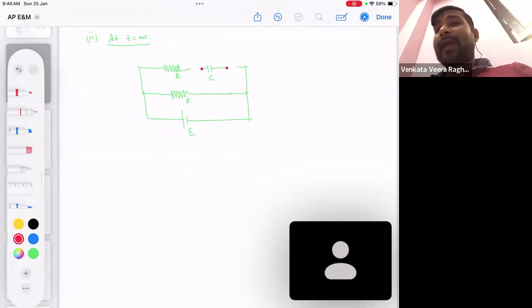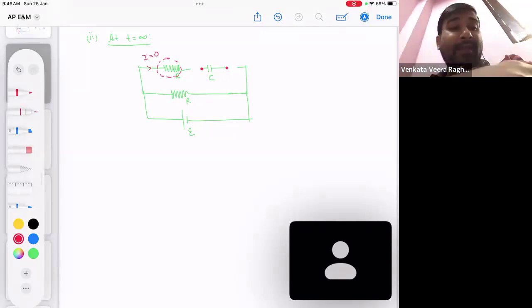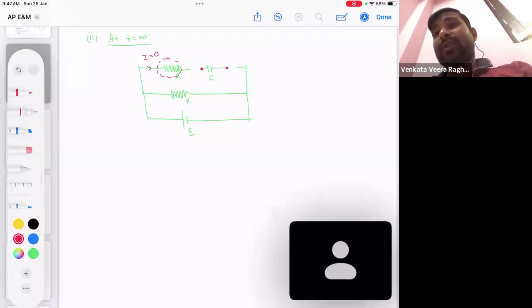That means, can I say, at t equal to infinity, there is not going to be any current in this branch. Understood? And why this happened? Because when I opened the capacitor, there was a resistor connected in series with the capacitor, right? So because of opening that, that resistance also got opened, right? So the only resistance working in this circuit is this R. So what is going to be the current now? Current will be EMF divided by resistance R.